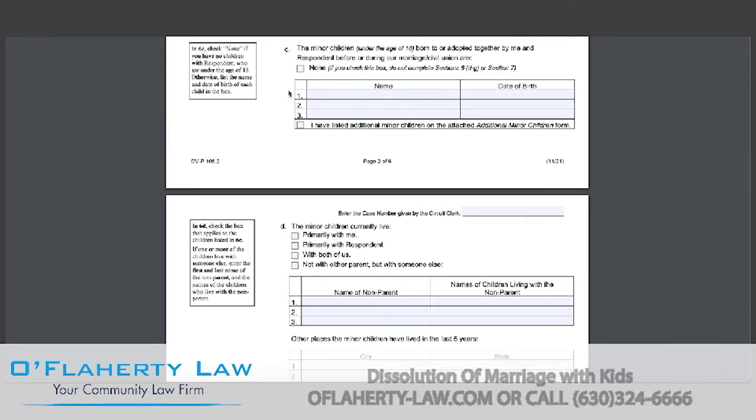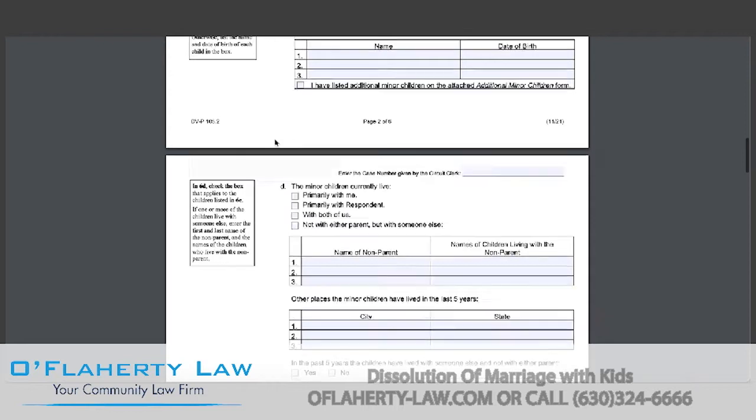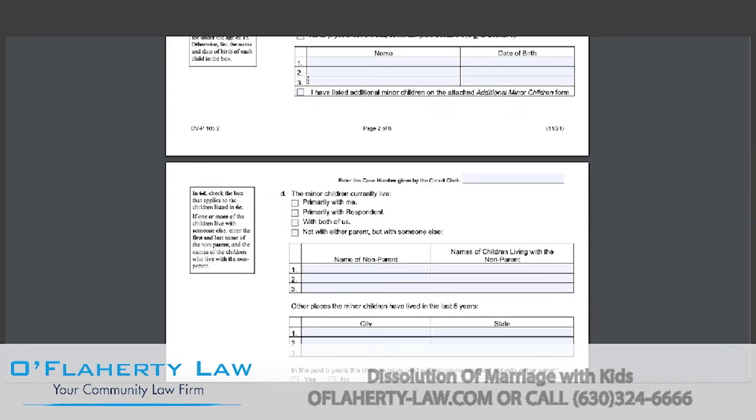Now we get into children of the marriage. If there are any minor children that were born to or adopted by you and your spouse during your marriage, you will want to add them here. You will want to add their full name and date of birth. And if you need extra space, if there's more than 3 children, you can click here and you can find this form on the website, fill it out, and attach it to this petition.